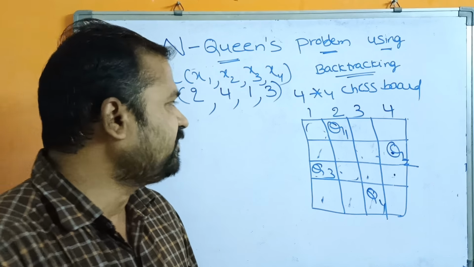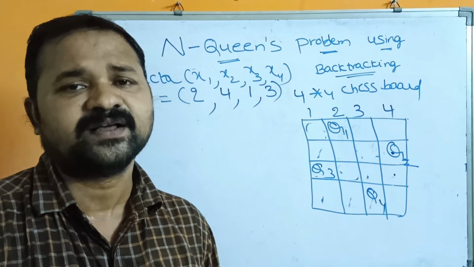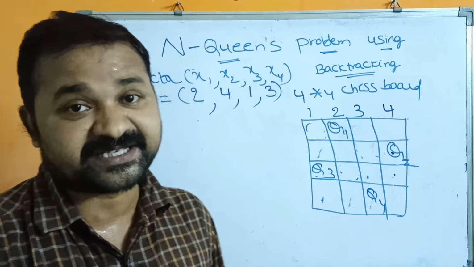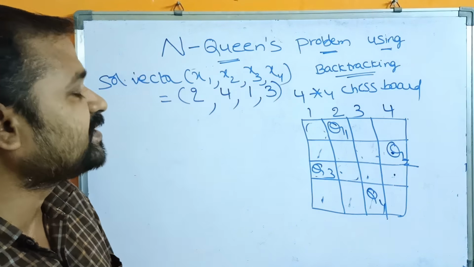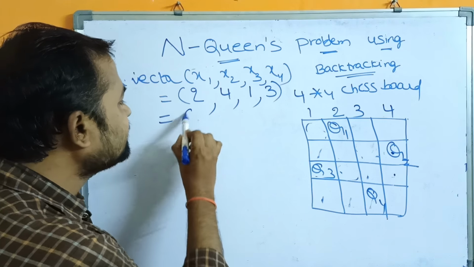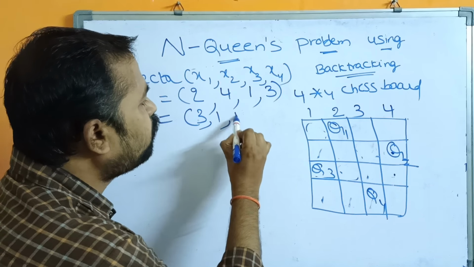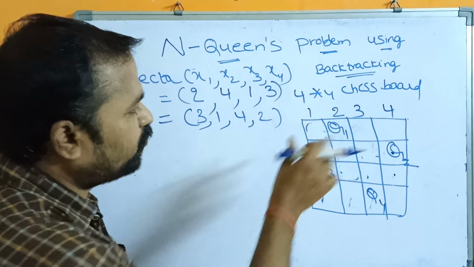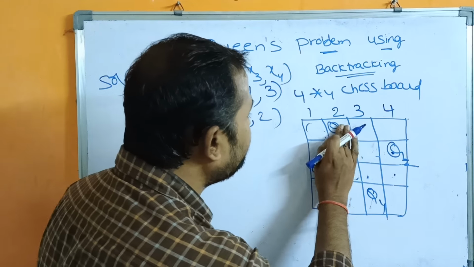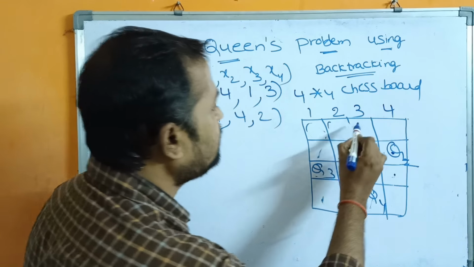Next, there is another solution also. That is nothing but the mirror image. So if we reverse 2, 4, 1, 3, then what is the output? 3, 1, 4, 2. So 3, 1, 4, 2 means the first queen is placed in the third column.